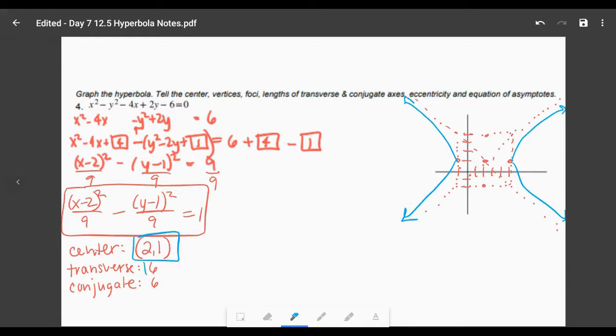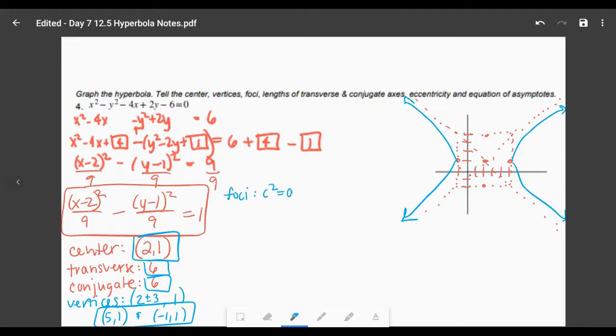So let's answer some remaining questions. We have the center, the transverse and the conjugate axes, lengths. We can find the vertices, which we know need to go from 2, 1, but plus or minus 3, which is our A value. So that would give me 5, 1, and also negative 1, 1. And we can verify that from our graph.